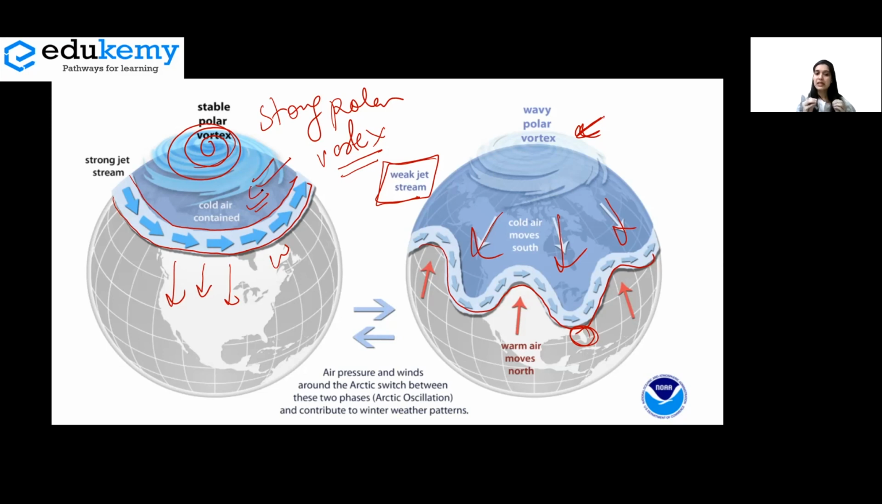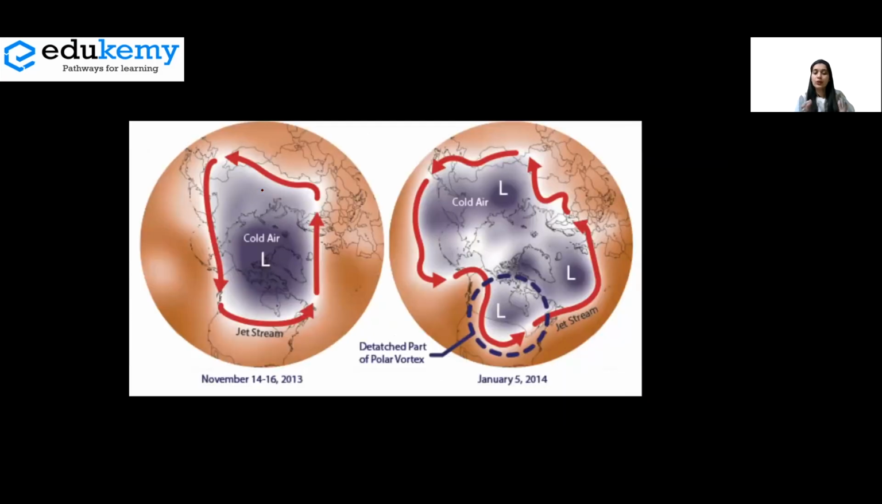So I hope you only need to understand for now that a strong jet stream and a stable polar vortex is something that keeps the cold air towards the Arctic. But if it breaks, it will come down to the mid latitudes as well. Clear? So you can also understand it by this diagram. See, this was that jet stream and it was holding this cold air within this region.